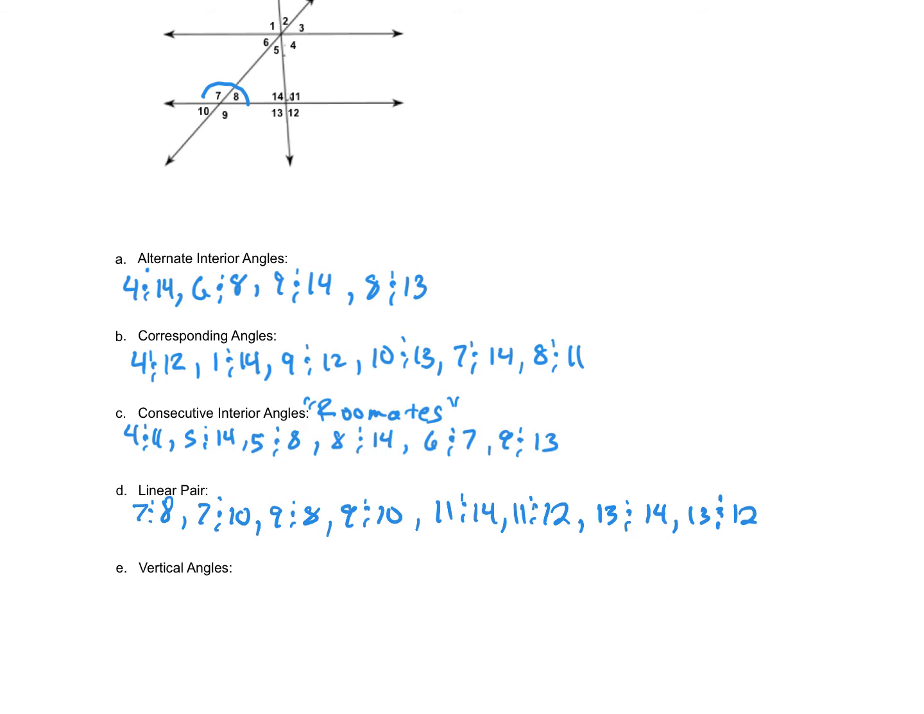E, vertical angles are angles that are on the opposite side of x's, so like 8 and 10. Those are vertical angles. 7 and 9, 14 and 12, 13 and 11, 1 and 4, 2 and 5, 3 and 6.